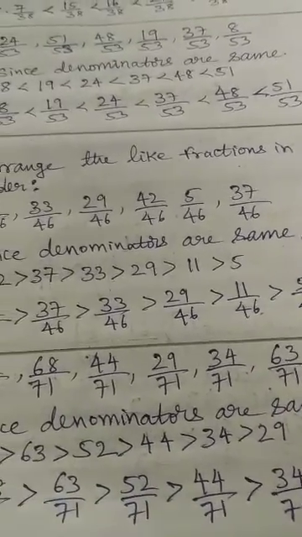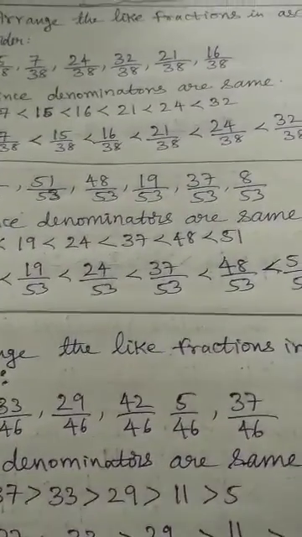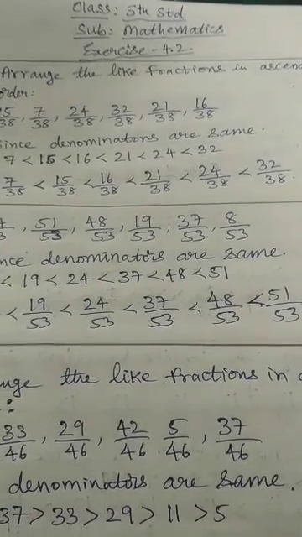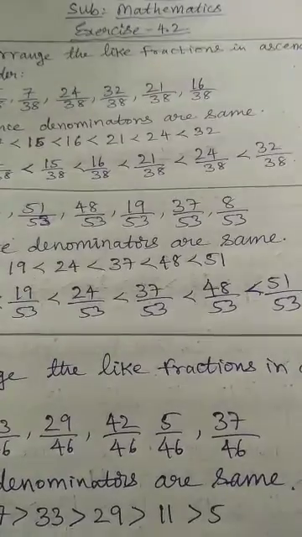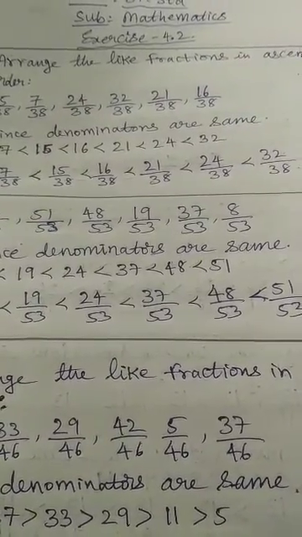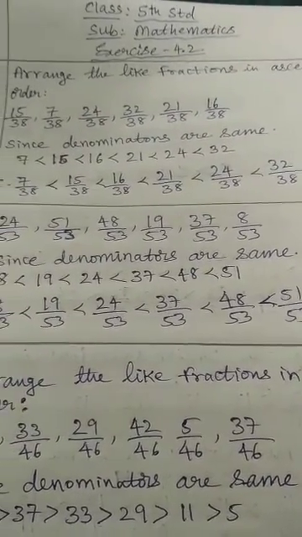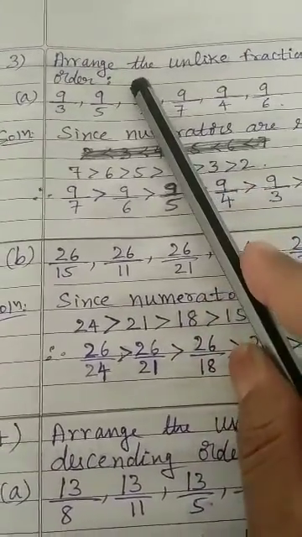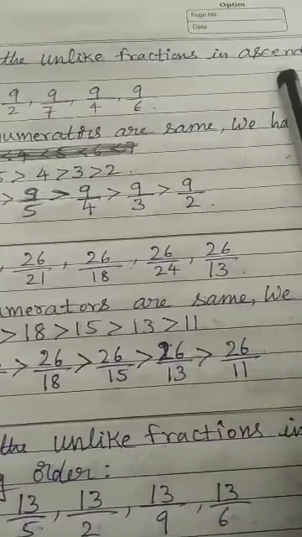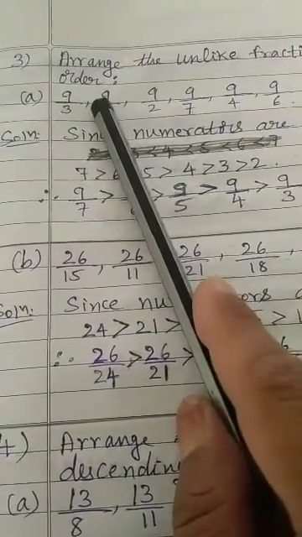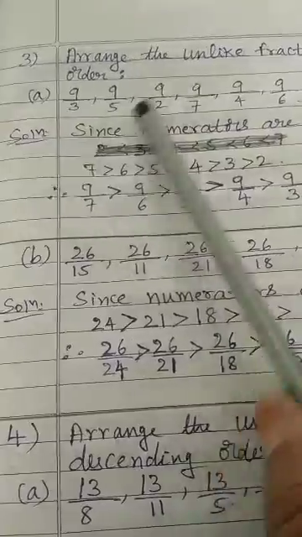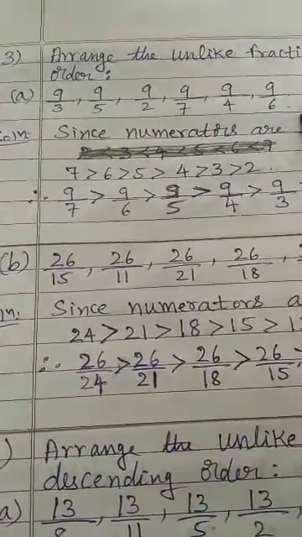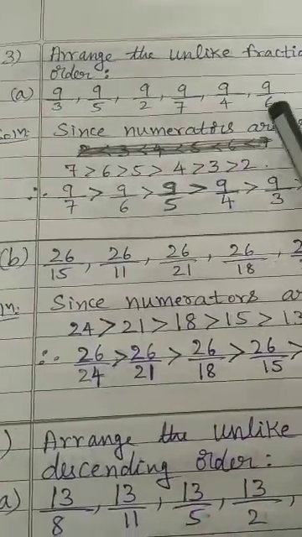This is how you have to understand and arrange the fractions in ascending and descending order. Understand the solution properly, how to arrange in ascending and descending when the fractions are like fractions. Next we'll continue. Now third main question is arrange the unlike fractions in ascending order. See, in first main, second main we have done about like fractions. Now these are unlike fractions. It means their denominators are different. Such fractions are called unlike fractions.